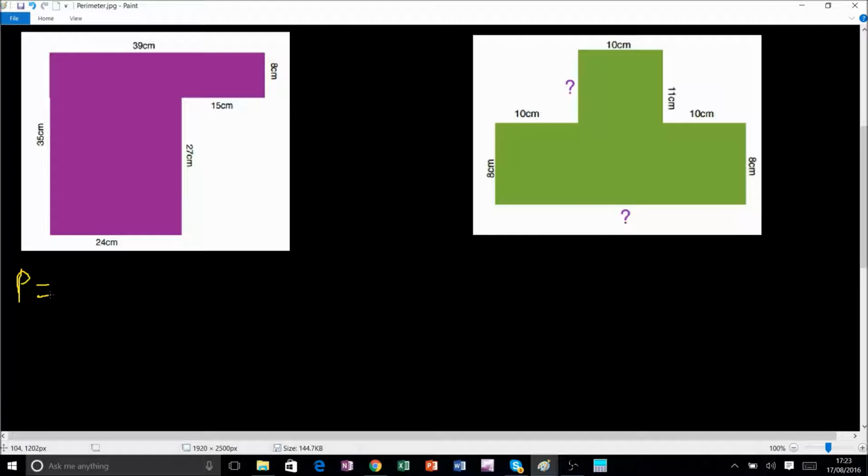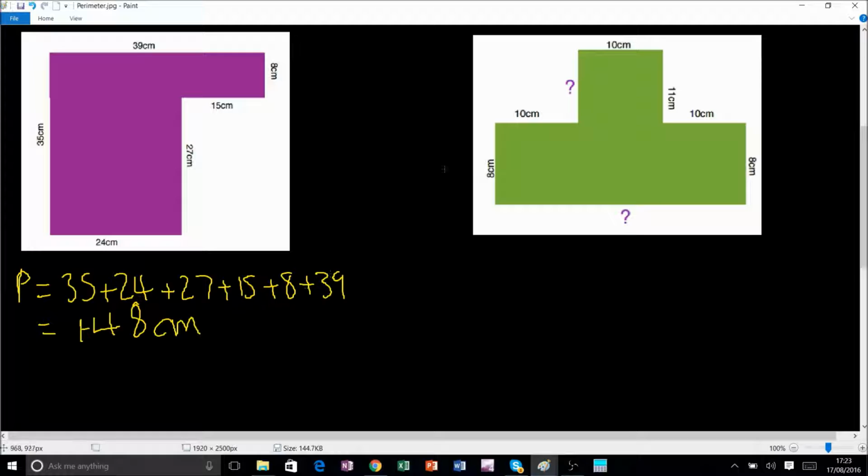So the perimeter will be equal to 35 plus 24 plus 27 plus 15 plus 8 plus 39. Okay, so we're going to add that all up together, and that is going to give us 148. And don't forget our units are in centimeters. Okay, lovely. Now let's look at this example here, this green bad boy.